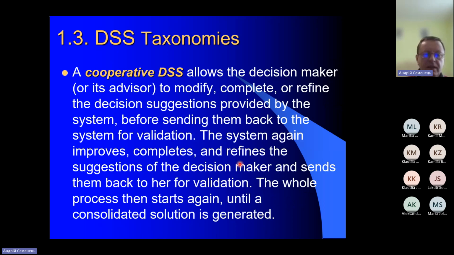Cooperative allows the decision maker to modify, complete, and refine the decision suggestion provided by the system before sending it back to the system for validation. So it's a step-by-step process. The user provides some initial data, retrieves a suggestion, adds more hints or points, and sends it back to the system. Then the system responds with an improved solution, an improved recommendation, and this loop is repeated again and again until it gets successful results.